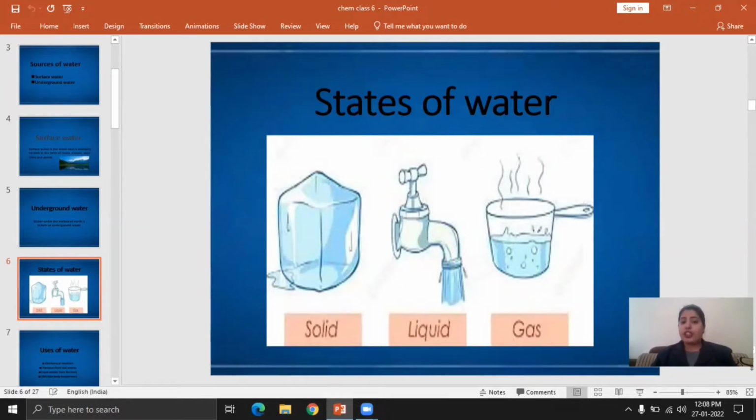And all the three states are interconvertible. If you heat solid, it can be converted into liquid. And if you heat liquid, it will be converted into water vapor or steam, right? And on freezing, water will be converted into ice. So all the three states are interconvertible, which means that it can be converted from one state to another.